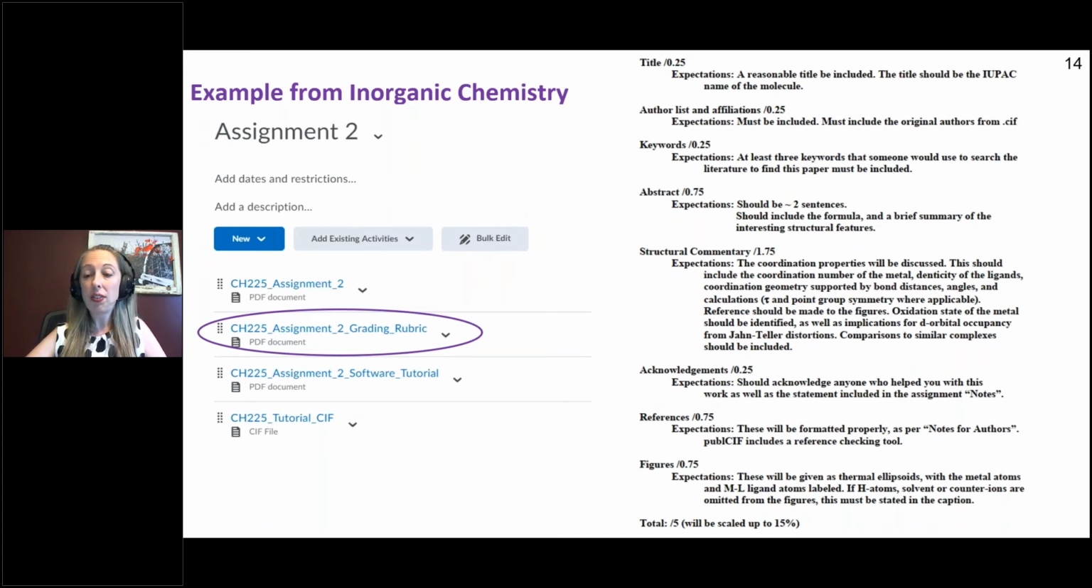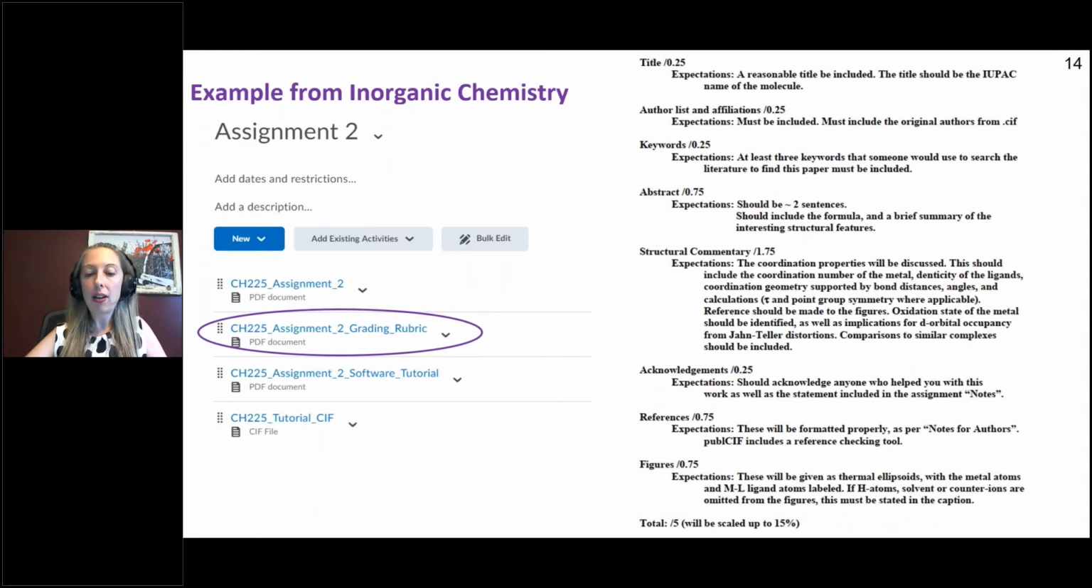Reference should be made to the figures. Oxidation state of the metal should be identified. Implications for d orbital occupancy based on Jahn-Teller distortions for copper(II) complexes, as well as comparisons to similar complexes, which I also expected them to identify.